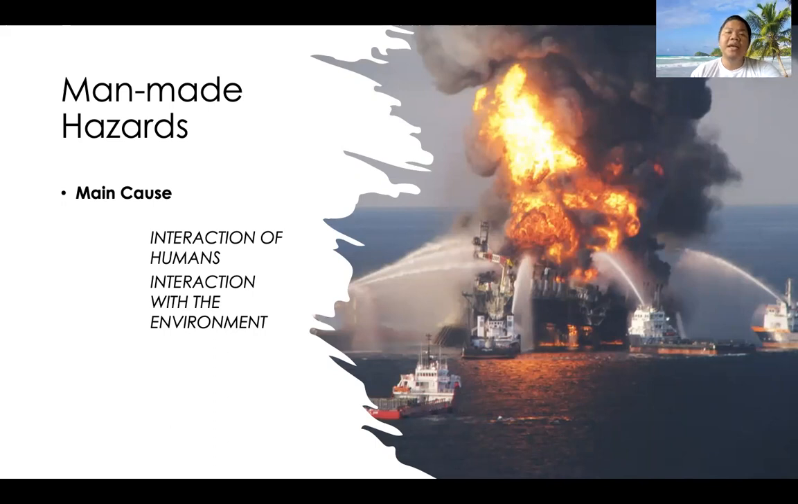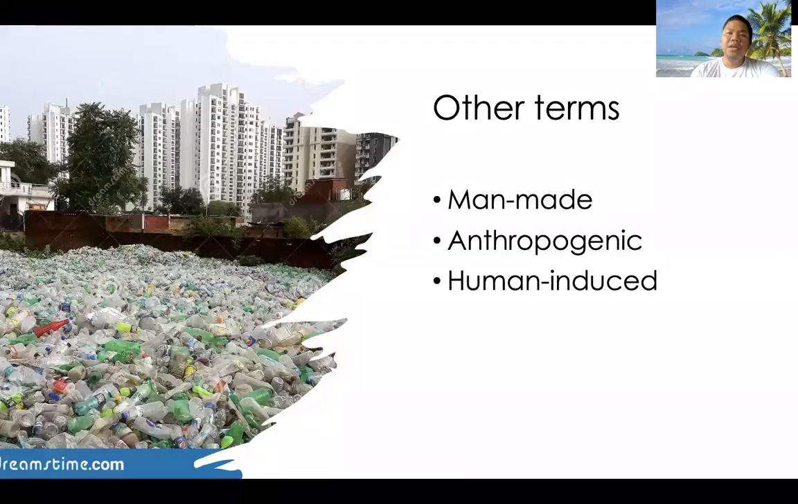This is something that I think is inevitable as long as we do interact with each other. So I think this is the point here, that we discuss these kinds of man-made hazards so that we can mitigate the impacts, or if possible, avoid them. Other terms for man-made hazards are anthropogenic hazards, or other literature would use the term human-induced hazards. Whenever you see these terms, you can use them interchangeably.